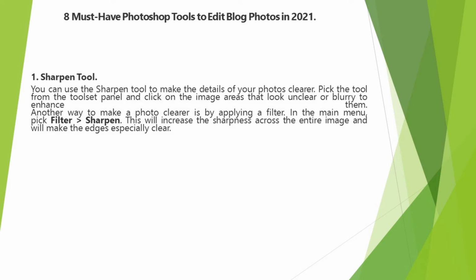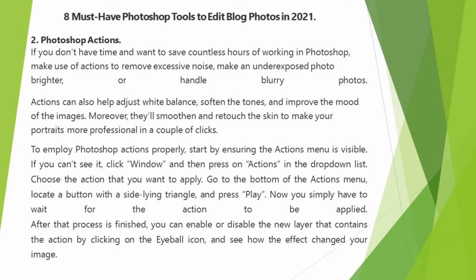2. Photoshop Actions. If you don't have time and want to save countless hours of working in Photoshop, make use of actions to remove excessive noise, make an underexposed photo brighter, or handle blurry photos. Actions can also help adjust white balance, soften the tones, and improve the mood of the images. Moreover, they'll smoothen and retouch the skin to make your portraits more professional in a couple of clicks.